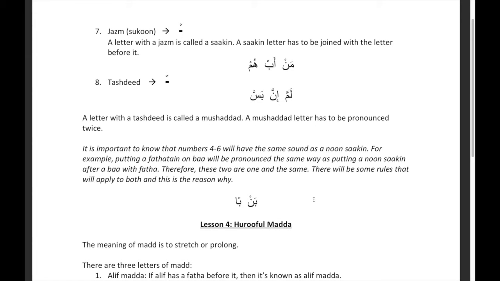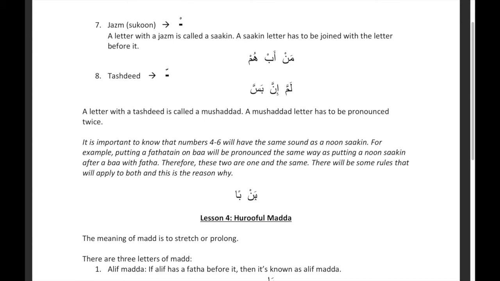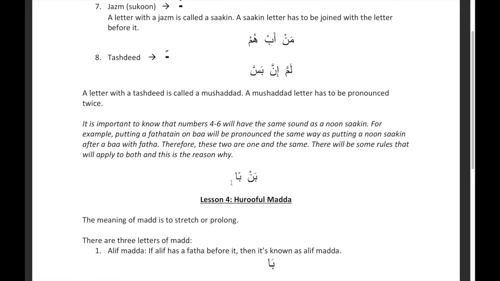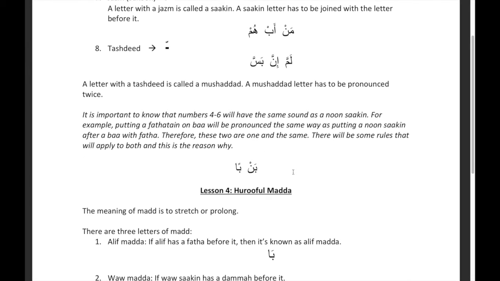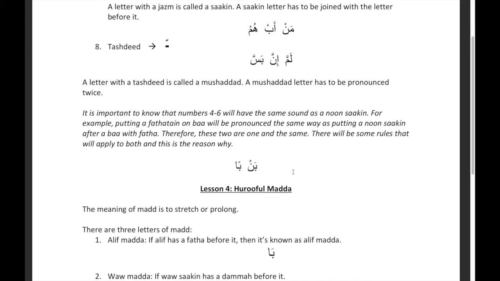Okay, so before we mentioned that tanween and noon sakin are the same. So if you can see here, both of these examples will sound the same. This is pronounced as bun, and this is pronounced as bun also. And since these two are pronounced the same, later on we'll come across some rules which will apply to both of them. So it's important to remember that these two are pronounced the same.